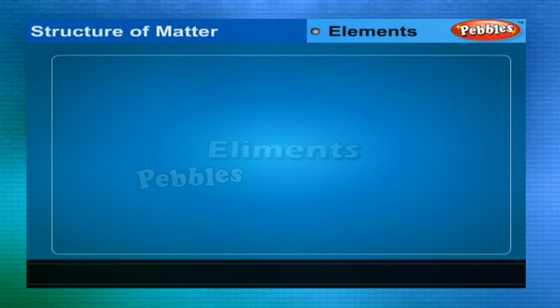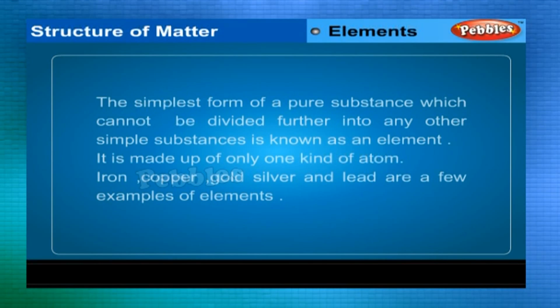Elements. The simplest form of a pure substance which cannot be divided further into any other simple substances is known as an element. It is made up of only one kind of atom. Iron, copper, gold, silver, and lead are a few examples of elements.